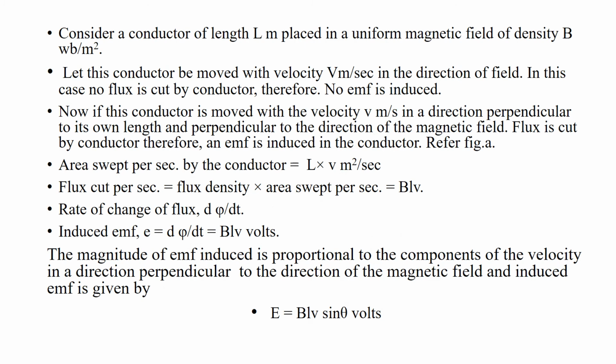Consider a conductor of length L placed in a uniform magnetic field of flux density B. The distance moved gives an area. The area swept by the conductor is L into V, where L is the length of the conductor and V is the velocity of the conductor. What is the flux cut per second? It is flux density into area. So I can write it as BLV. So the rate of change of flux is equal to the induced EMF, that is equal to BLV.